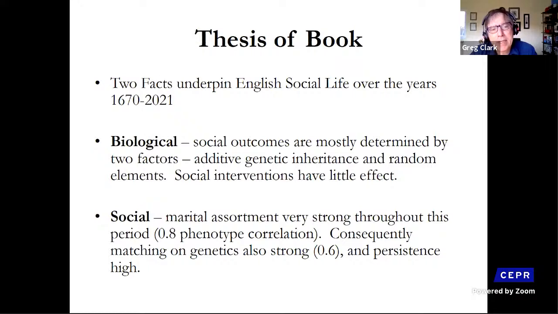But the second one is actually a very powerful and interesting social fact, and that is that marital assortment in England throughout this period seems to have been very, very strong and correctly measured. The correlation on people's phenotypes, their outcomes, in marriage seems to be in the order of 0.8. And this is actually what is leading to a strong genetic correlation in terms of marriage. And it turns out that that genetic correlation is crucial in determining the overall rates of social mobility, but also in determining the distribution of abilities within society and even the heritability of social position.